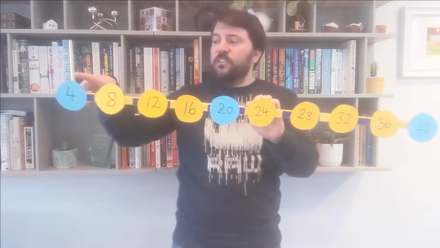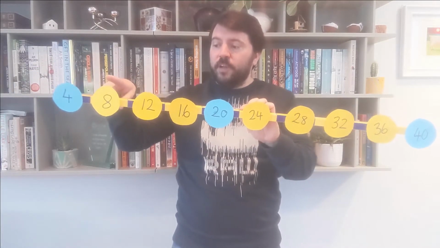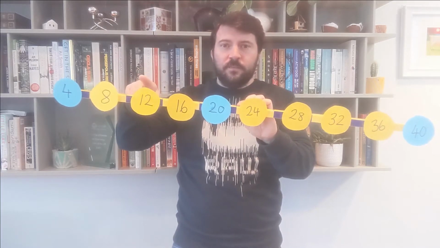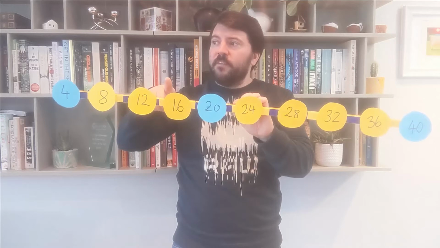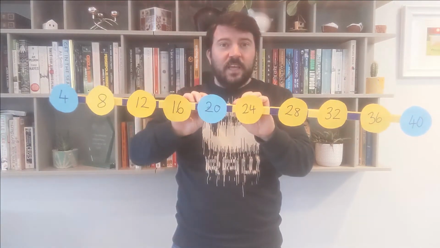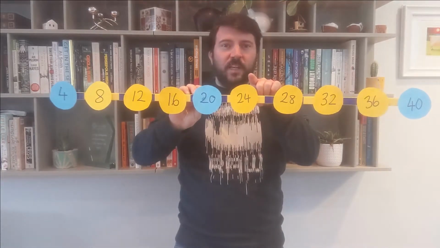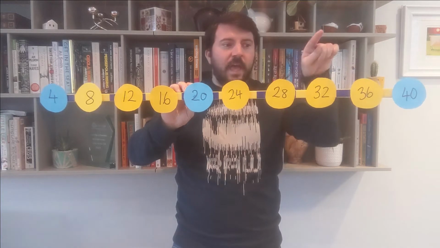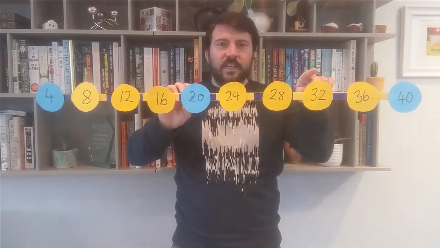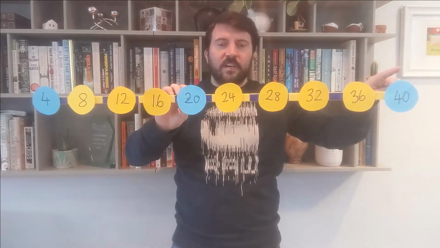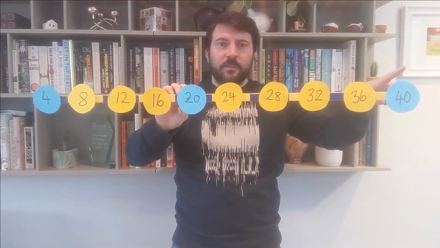Okay, let's try it again. 1 multiplied by 4 is 4. 2 multiplied by 4 is? 3 multiplied by 4 is? 4 multiplied by 4 is? 5 multiplied by 4 is? 6 multiplied by 4 is? 7 multiplied by 4 is? 8 multiplied by 4 is? 9 multiplied by 4 is? And count down, 10 multiplied by 4 is?